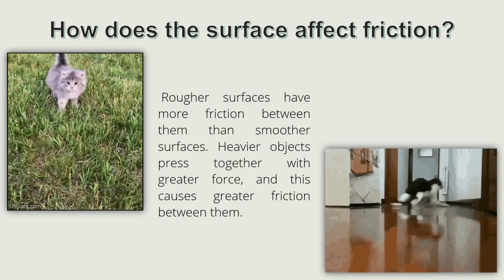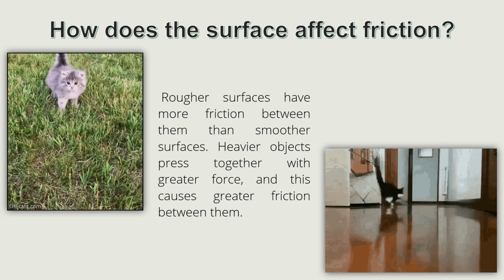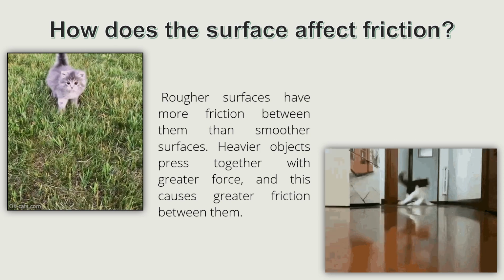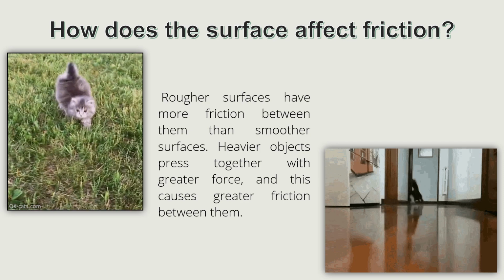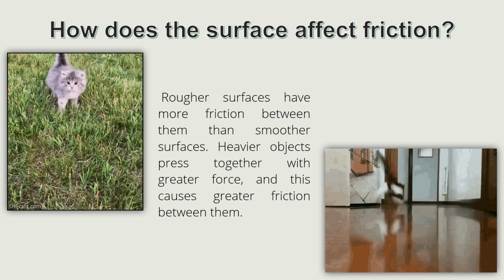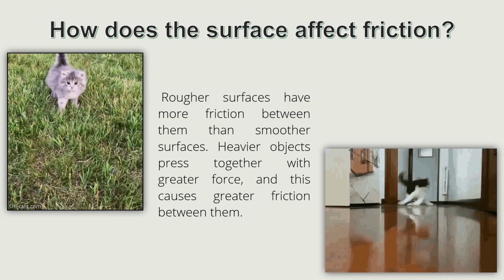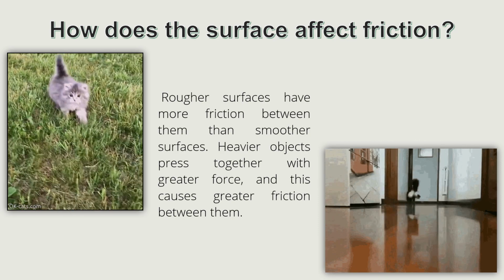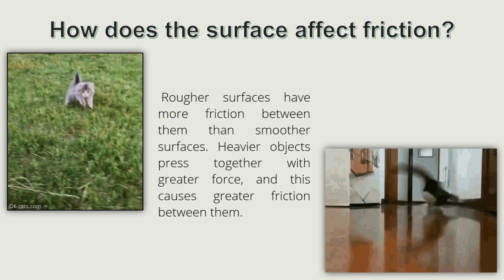How does the surface actually affect the friction? If you notice this cat here, this cat is running on the grass, and it's doing it pretty easily, right? But when you observe this cat in the house where there is no grass, there is a different type of material, a more slippery one, and this cat actually has a little bit of problems running or even walking. So what's the difference here?